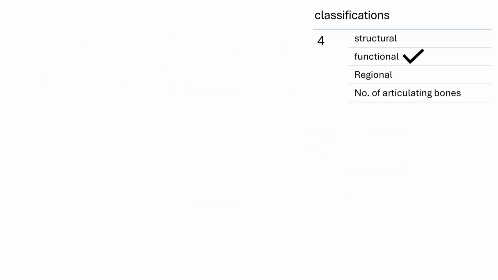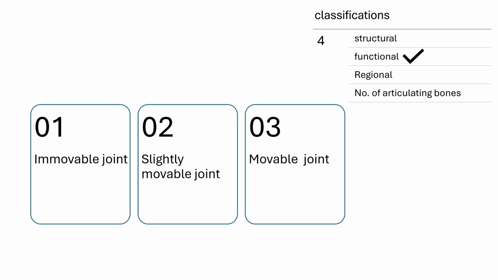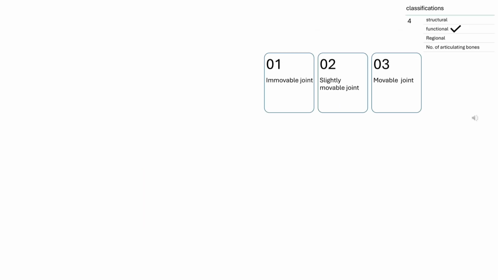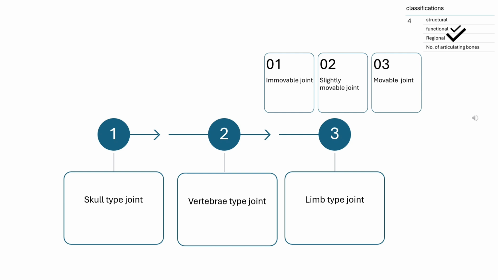Now the second one is the functional classification. Functional classification is according to the degree of mobility of the joint. So here there are immovable joint, slightly movable joint and movable joint. Immovable joints are mainly the skull type of joint. Slightly movable joints are vertebral type of joint and freely movable type are limb type of joints.